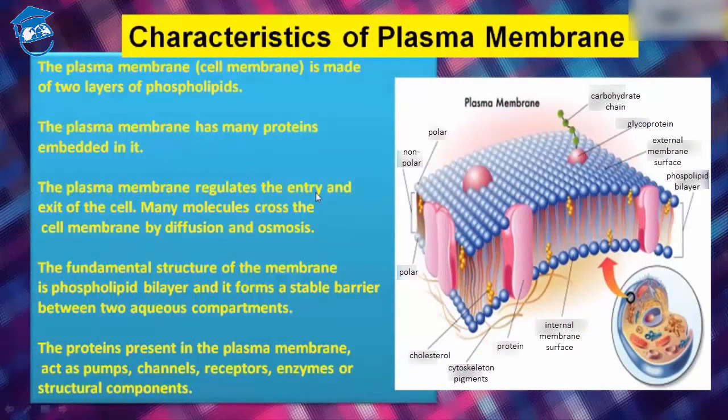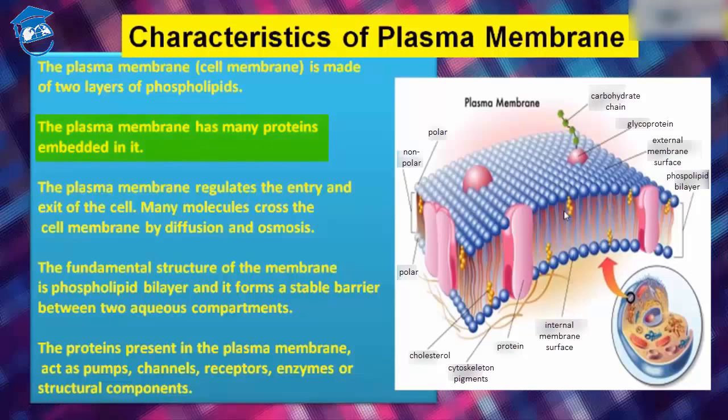Now, what are the characteristics of the plasma membrane, students? The plasma membrane is made up of two layers of phospholipid. As I told you, it is composed of a lipid bilayer, proteins and carbohydrate. So it consists of two layers of phospholipid. See, this is one layer of phospholipid and this is the second layer of phospholipid, which is represented by blue color. This is the head, which is oriented outward, and this is the tail, which is represented by red color. It is oriented inward because it is hydrophobic in nature.